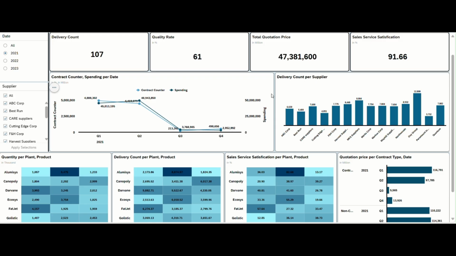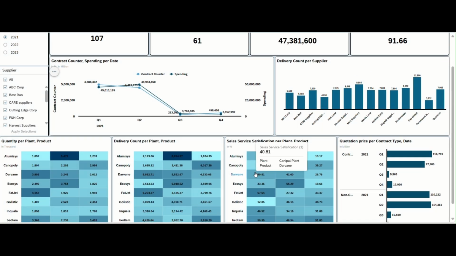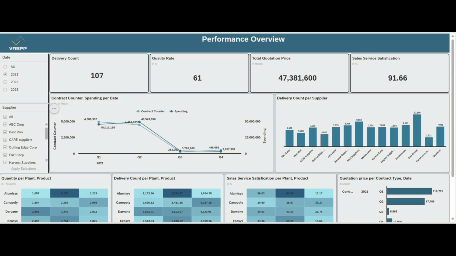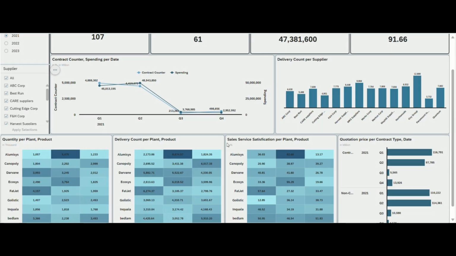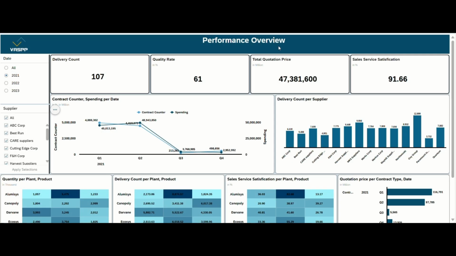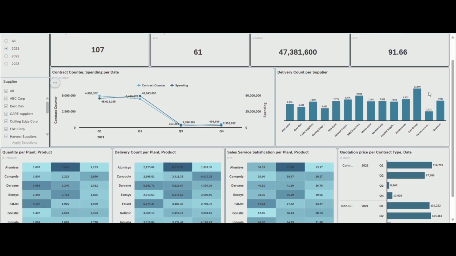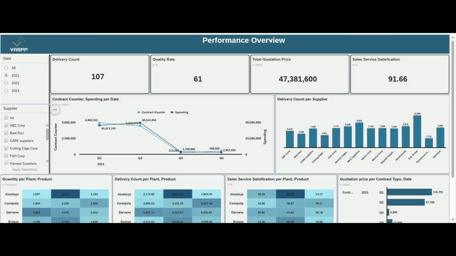Next is supplier management. The dashboard highlights your top-performing vendors, but also flags those who may be under-delivering. With this data, you can mitigate supplier risks, strengthen relationships with reliable partners, and negotiate better terms based on performance, not guesswork.